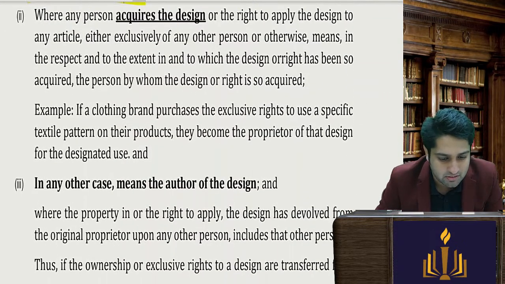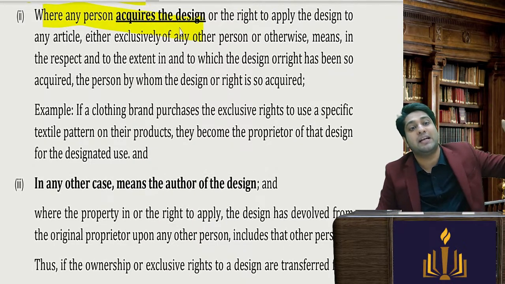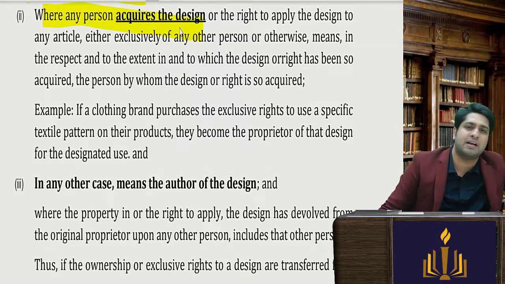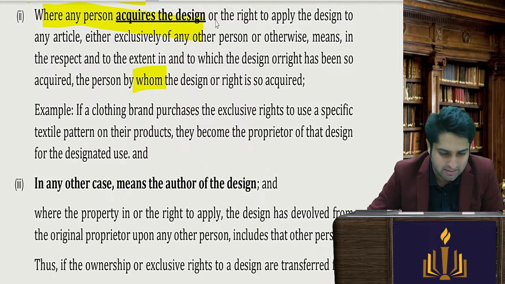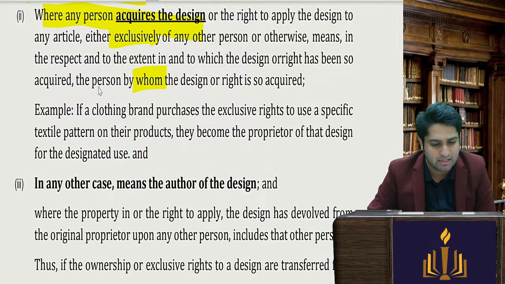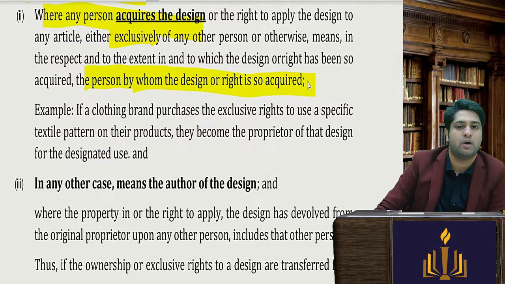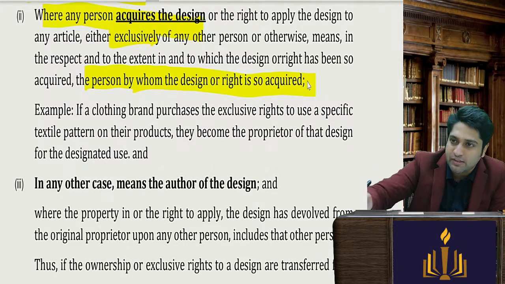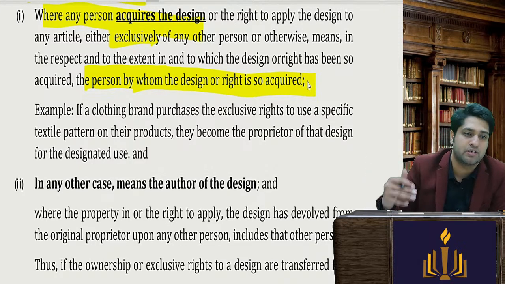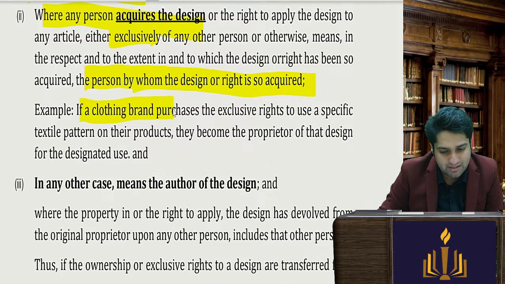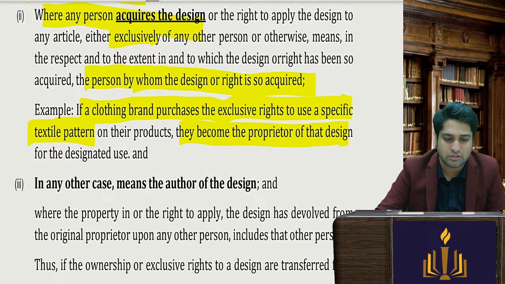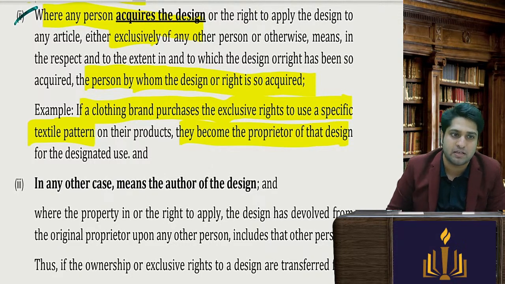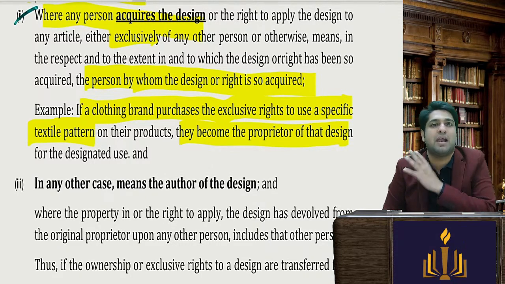Next, where someone has made a design, and I didn't have a prior agreement, but I liked your design, I'm ready to pay and buy it from you. So where you acquire the design by paying exclusively or in part, the person by whom the right is so acquired. So first is I paid you to make it. Second is you have made it and I have bought it. So if a clothing brand purchases the exclusive rights to a specific textile pattern, they become the proprietor of that design. Okay, so someone must have developed a textile pattern, and I say that I am buying this, I will apply it on my products.